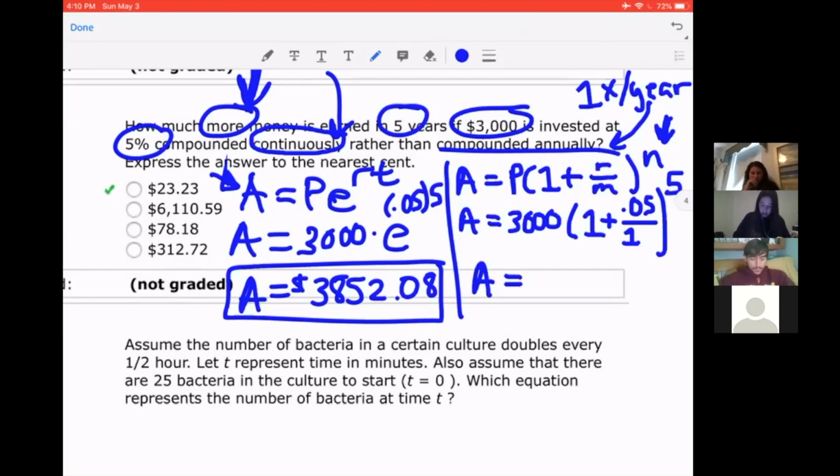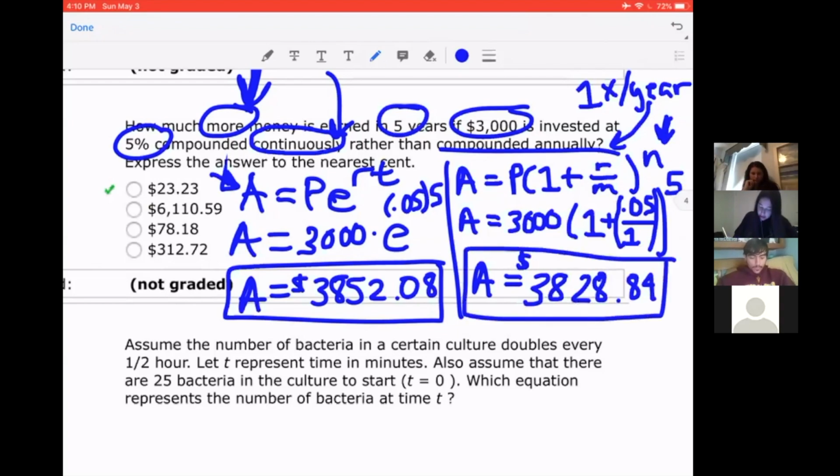3,000 parentheses 1 plus, don't forget, this gets an extra set of parentheses, okay? So 1 plus parentheses 0.05 divided by 1 to the 5th, and I get 3828.84. All right, so notice my compounded continuously makes more money. It's 38.52 versus 38.28, but now I can just subtract those, and then I end up with 23.23.